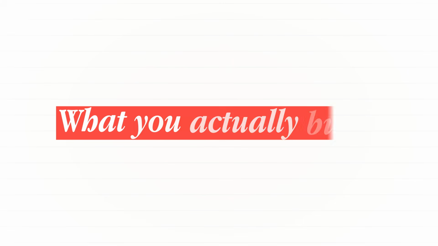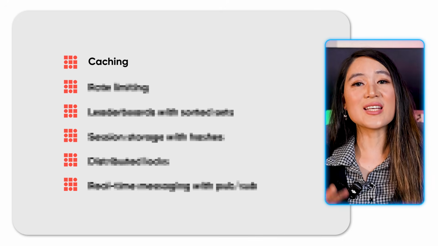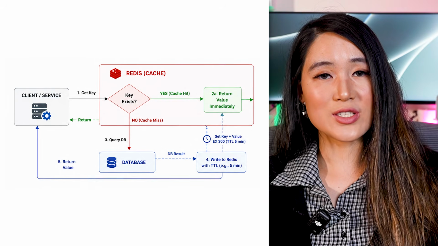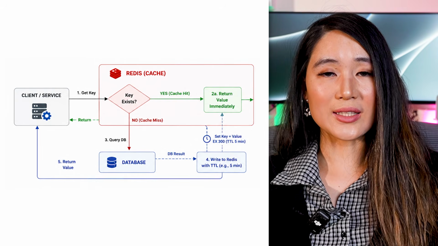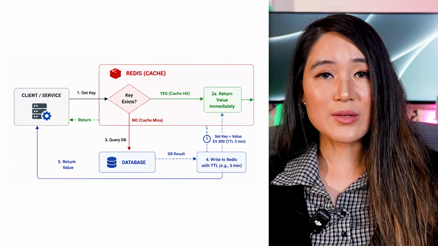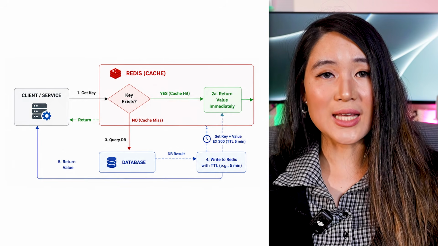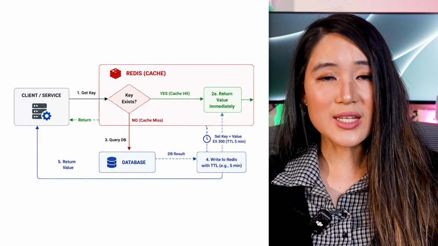Okay, so we get it. Redis is fast. So what? Let's talk about the patterns you'll actually use. Pattern 1 is caching. Here's the classic cache aside pattern. Your service checks Redis first. If you get a cache hit, return immediately. If you get a cache miss, query the database, write the result into Redis with a TTL, a time to live of say 5 minutes, and return it.